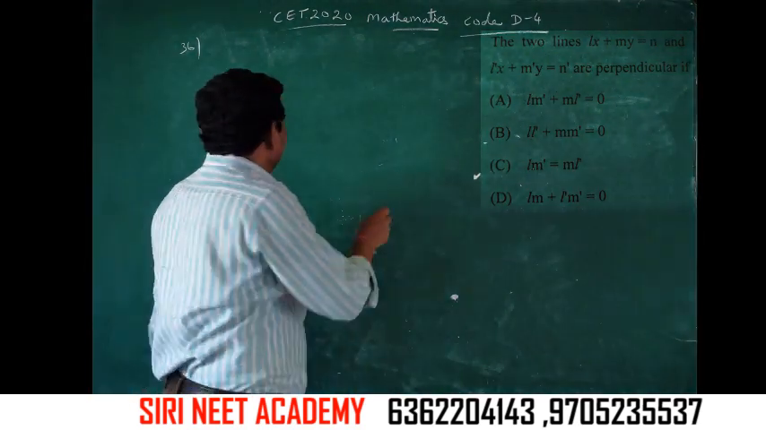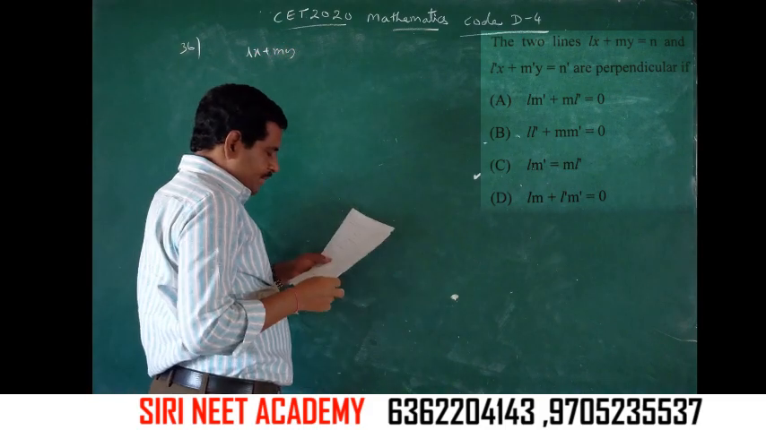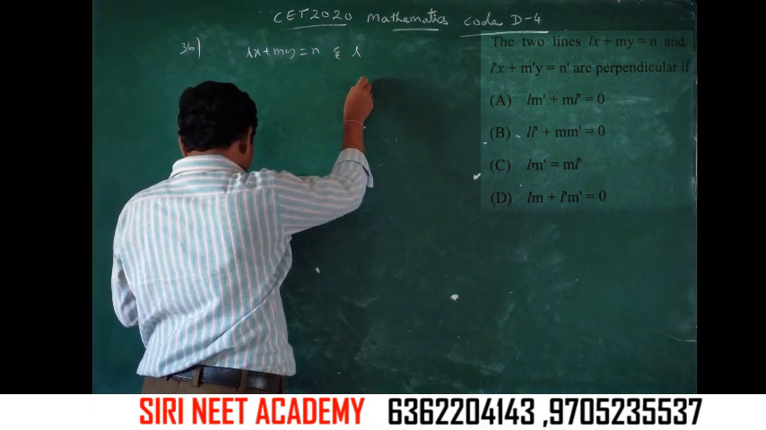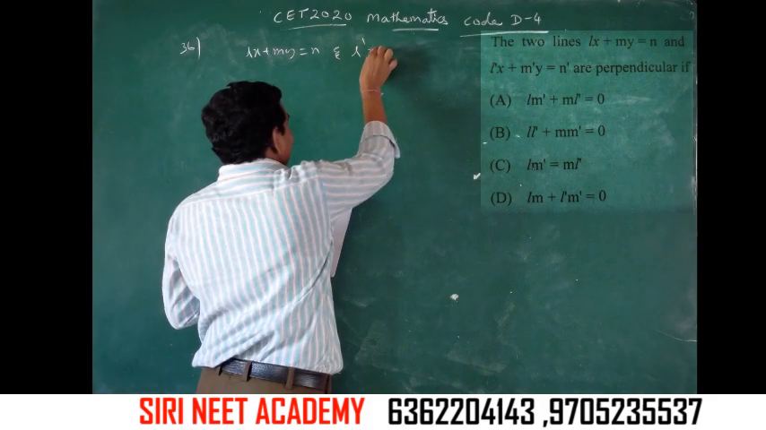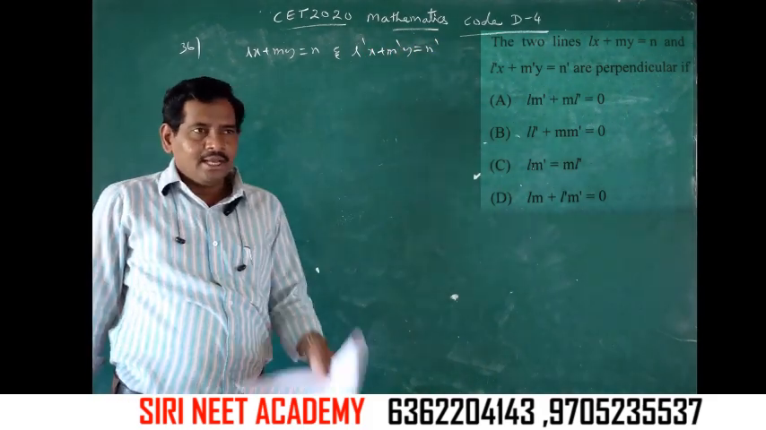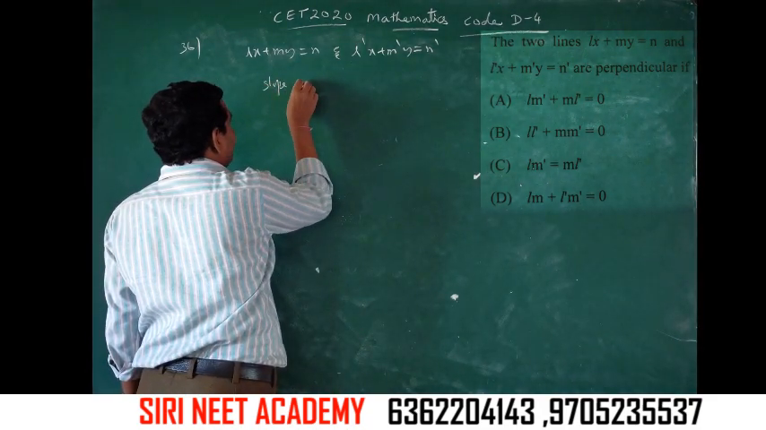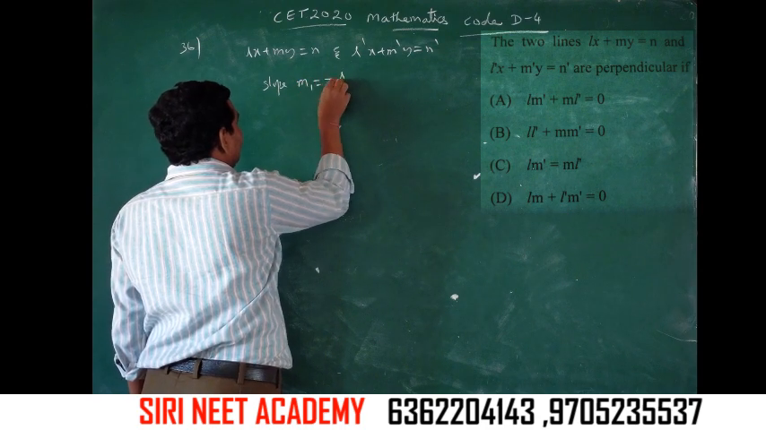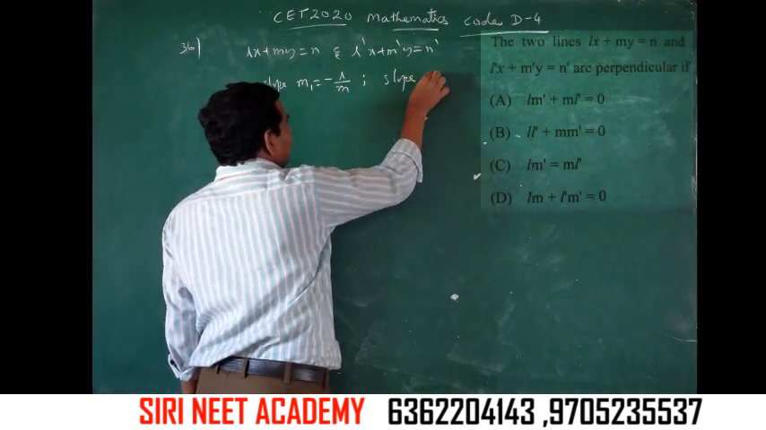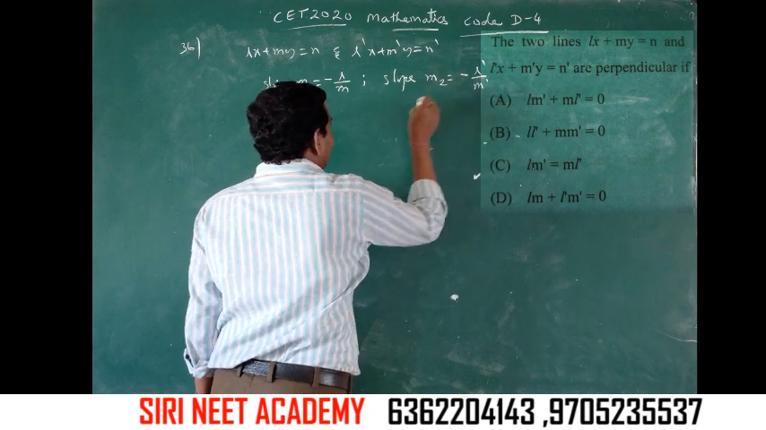The two lines Lx plus My is equal to n, and L dash x plus m dash y is equal to n dash, are perpendicular if its slope m1 is equal to minus L by M, and the slope of the second line is minus L dash by m dash.